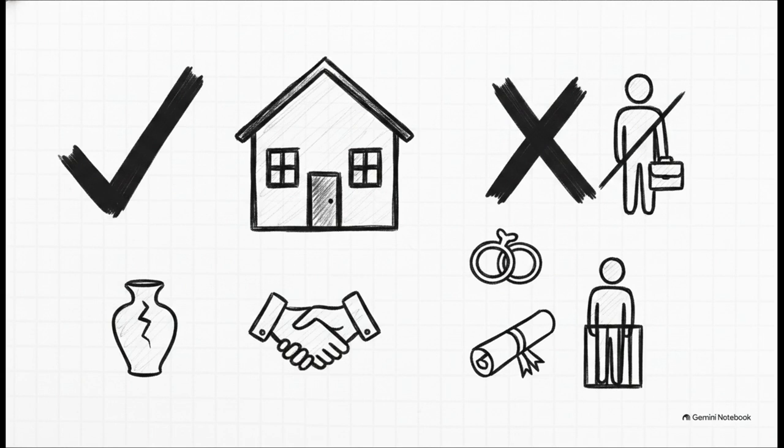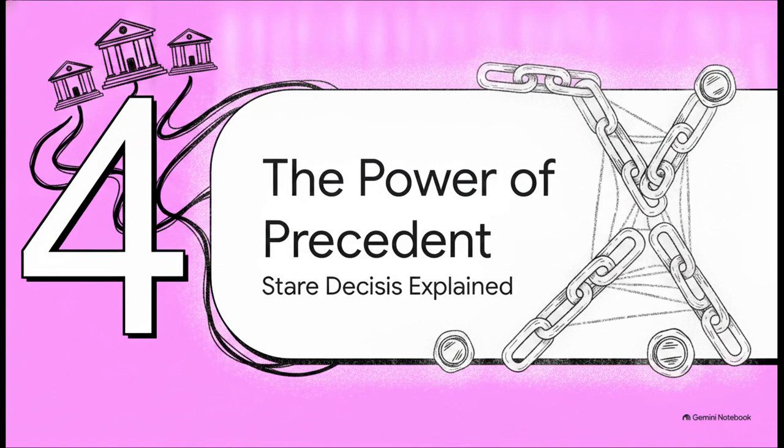Divorces, disputes over a will, malicious prosecution, wrongful imprisonment. For those complex issues, you have no choice but to climb higher up the court hierarchy. Section 4. The power of precedent. With the courts fully mapped out, let's talk about the invisible glue holding their decisions together.